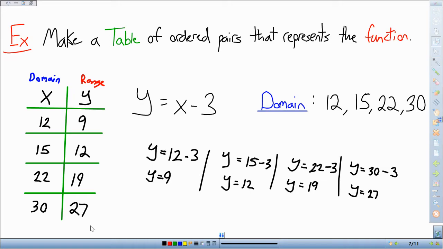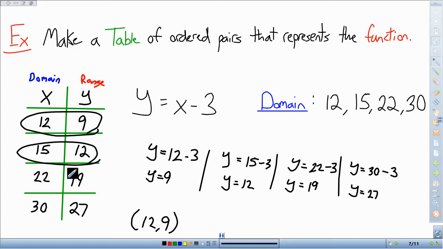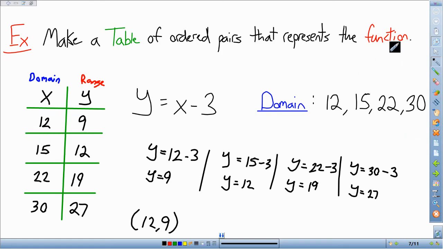Okay, and there, we did what they asked. We made a table of ordered pairs, which, by the way, these are ordered pairs right here. Normally our ordered pairs are like this, (12, 9), but it's fine. We're just representing them slightly differently. But yeah, there's our ordered pairs, (12, 9), (15, 12), that represent this function.